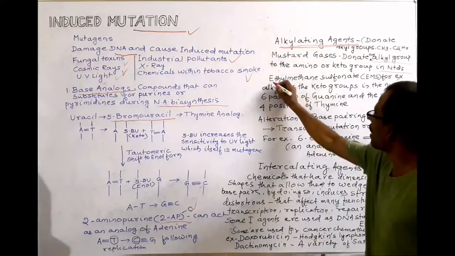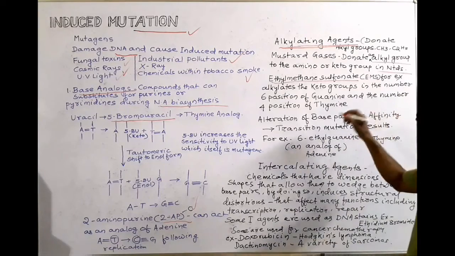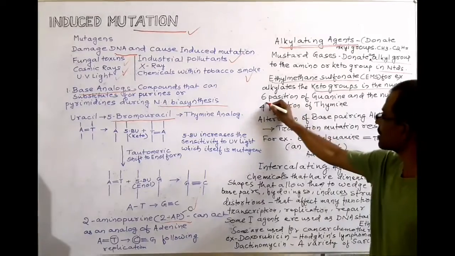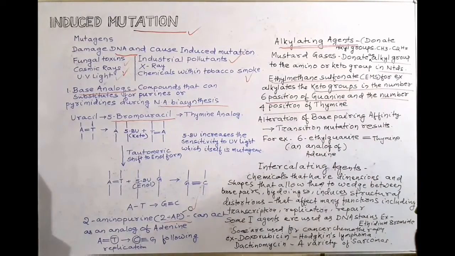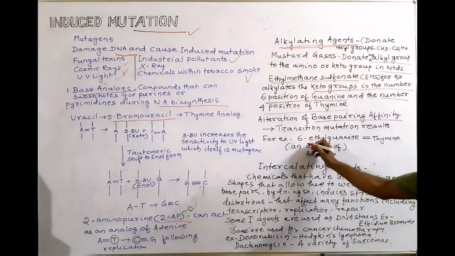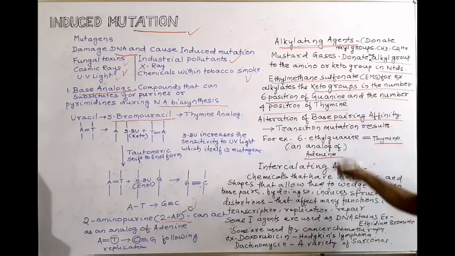For example, ethyl methanesulfonate. Ethyl methanesulfonate is a mutagen that adds alkyl group to the keto groups in the number 6 position of guanine and number 4 position of thymine. So these alkylating agents cause a change in base pairing affinity. The alteration of base pairing affinity that is induced by various alkylating agents, for example mustard gas, can induce transition mutation. For example, 6-ethyl guanine can base pair with thymine because 6-ethyl guanine is an analog of adenine. So this is the mechanism by which alkylating agents cause induced mutation.